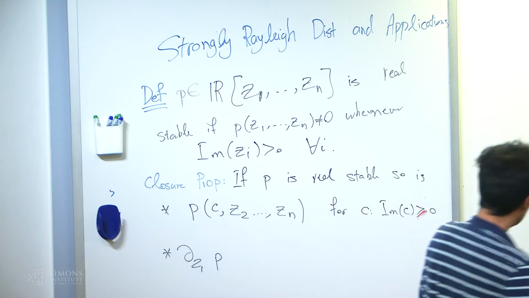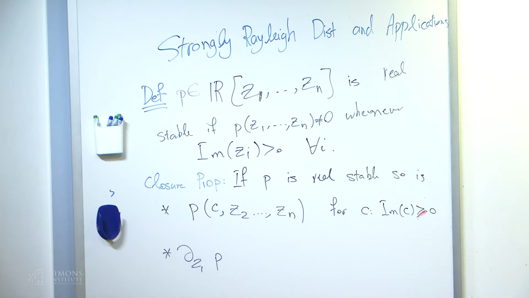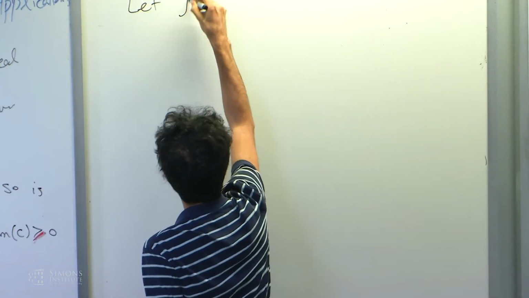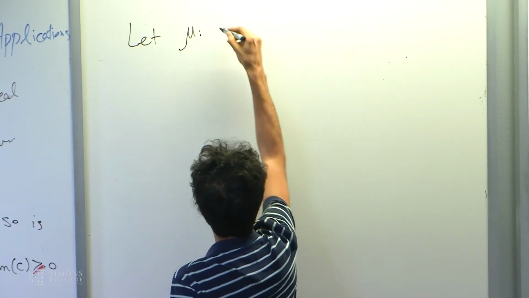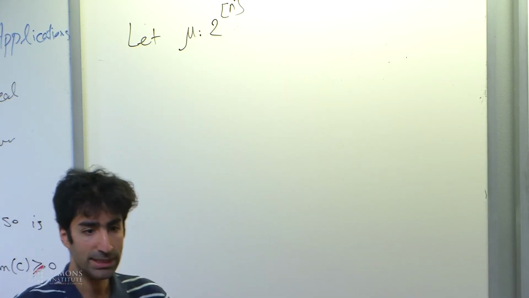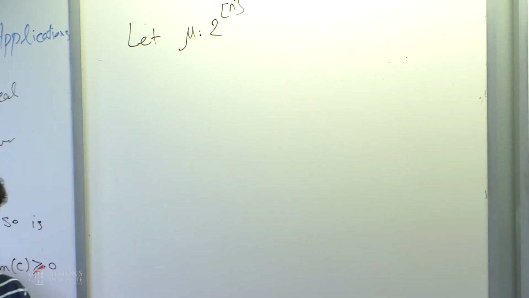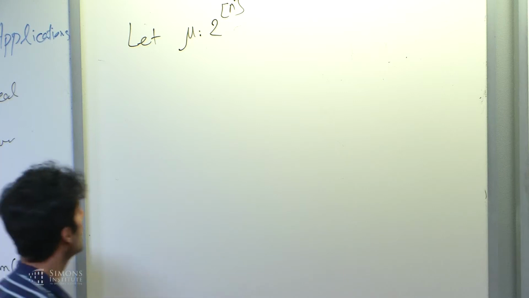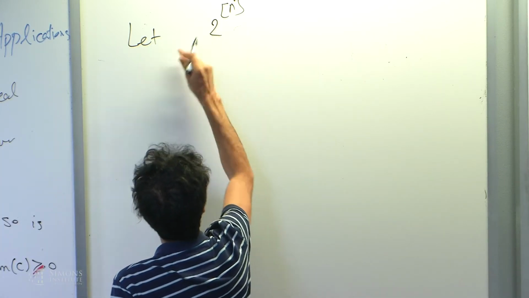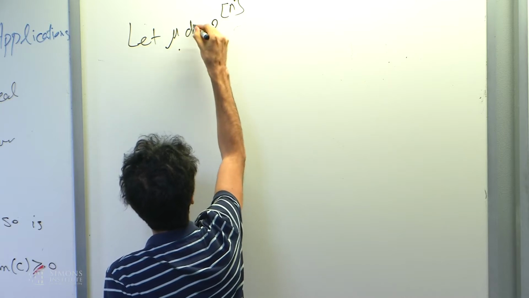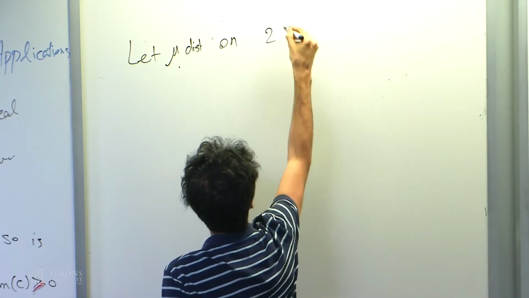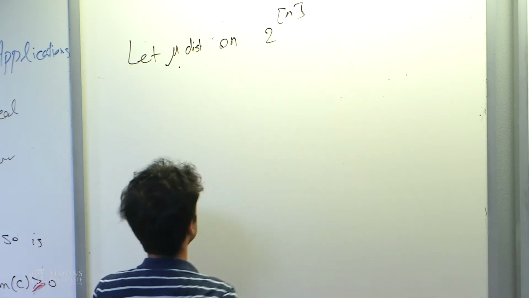Okay, so now, let me start talking about probability. Let's say mu is a probability distribution. For most of the talk, I assume I have a set of n elements from 1 to n, and I'm looking at subsets of this set. So mu is basically a distribution on subsets of the numbers from 1 to n.